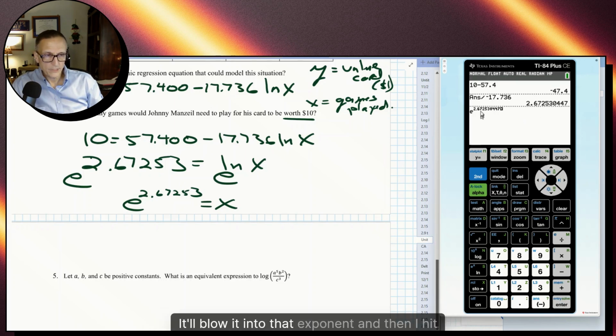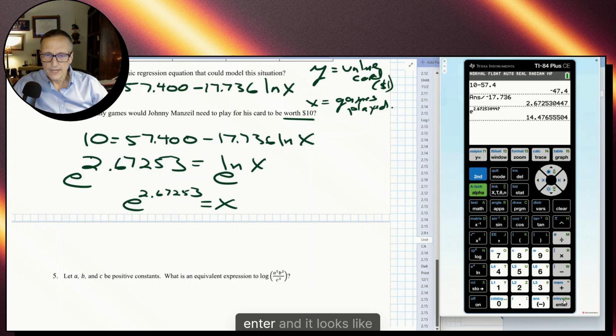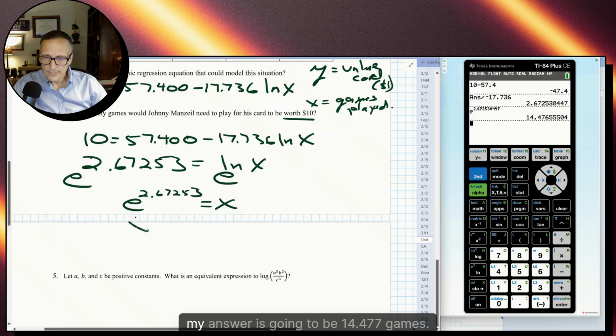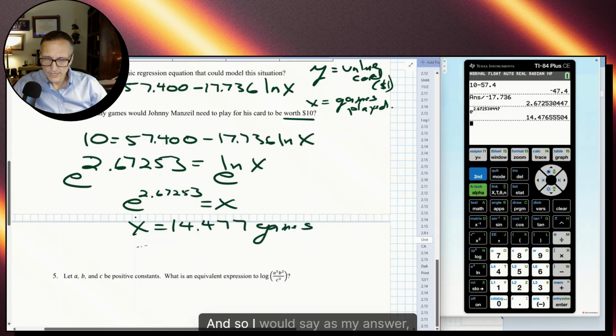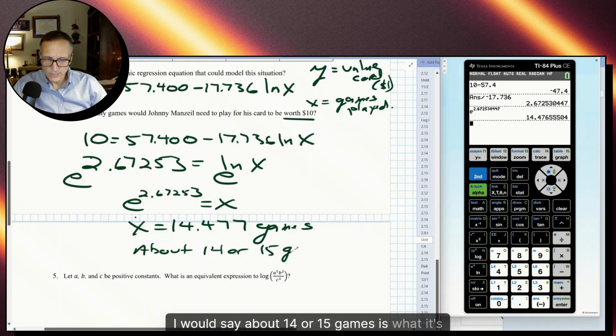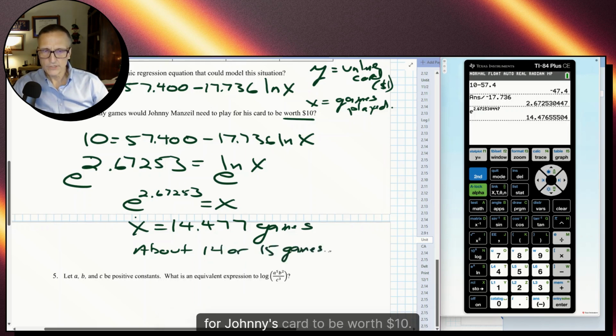It'll blow it into that exponent, and then I hit enter, and it looks like my answer is going to be 14.477 games. And so I would say, as my answer, about 14 or 15 games is what it's going to take for Johnny's card to be worth $10.